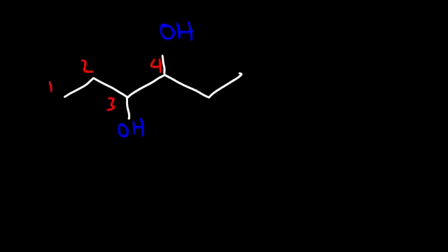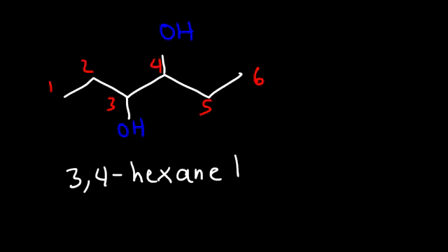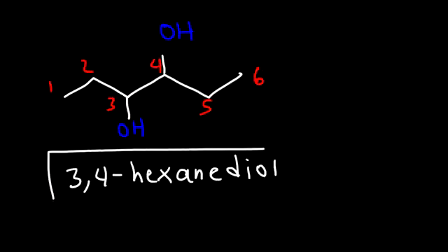Now, what if we have 2 hydroxyl groups? How can we name the molecule in this case? For this example, it really doesn't matter in which direction we count, because no matter what direction we start from, we're going to get an OH group at carbon 3 and at carbon 4. So whenever you have 2 alcohols, it's known as a diol. So this is going to be 3,4-hexane because there's 6 carbons in the parent chain, and then it's going to be diol. So 3,4-hexanediol.